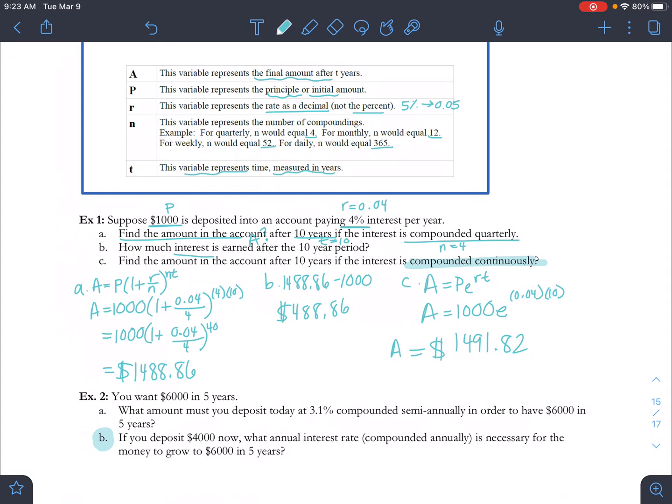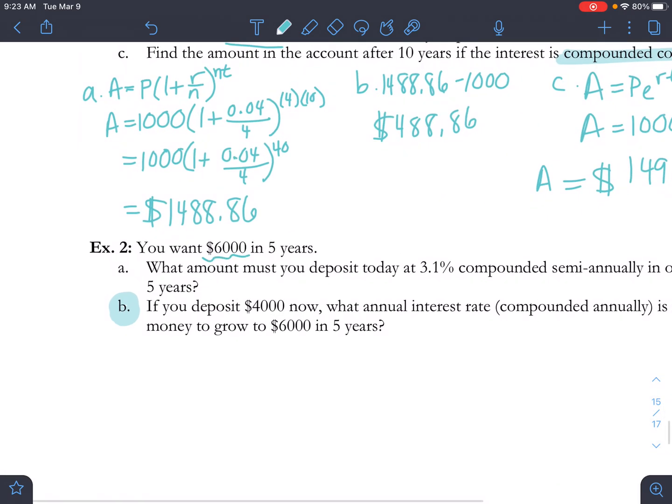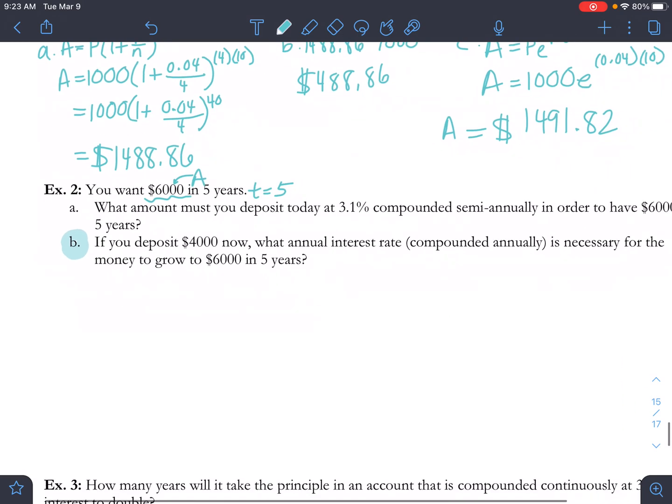All right. So take a look at example 2. Okay, we're going to try a few more here. Example 2 says you want 6,000 in 5 years. So 6,000 is the final amount. That's A. 5 years would be T. How much should you deposit today? We don't know how much we want to deposit, so that would be P. What's the principal amount we want to put into the account so we can grow it, or the final answer, or that final A, is 6,000.